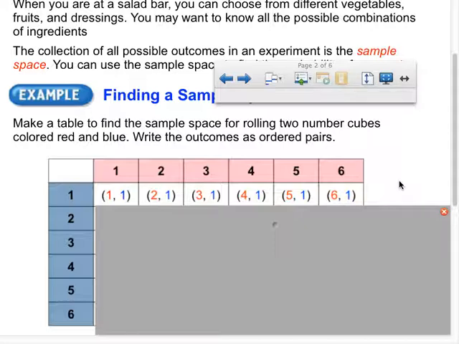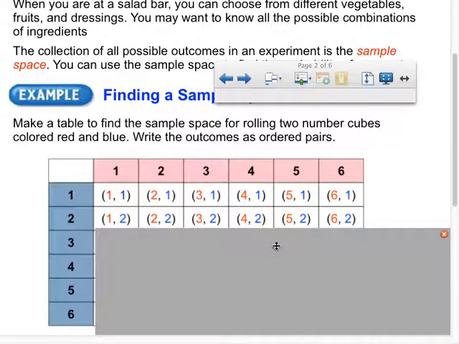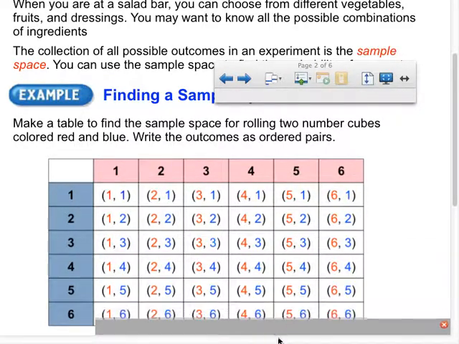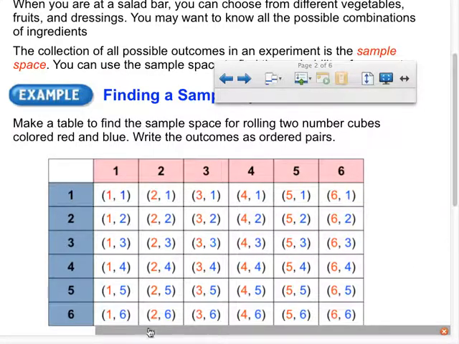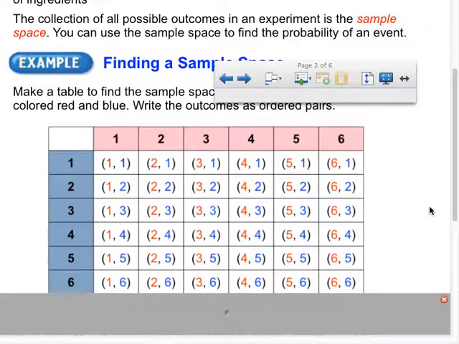Okay? So I'm going to go ahead and reveal the other rows. Similarly for 2, 3, 4, 5, and 6. Now, I want to introduce something that is brought up later in the lesson. I want to bring it up now. It's called the counting principle.